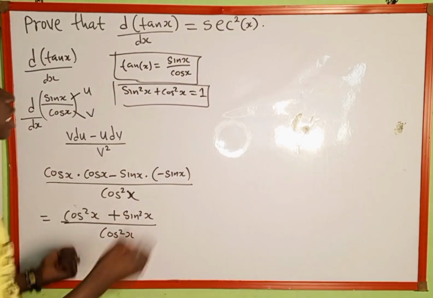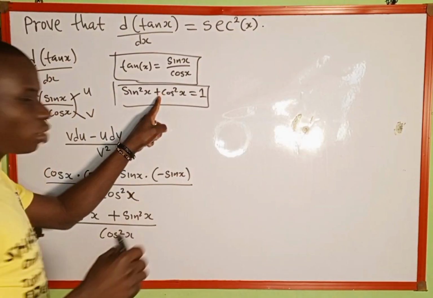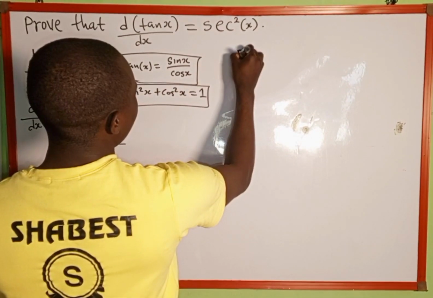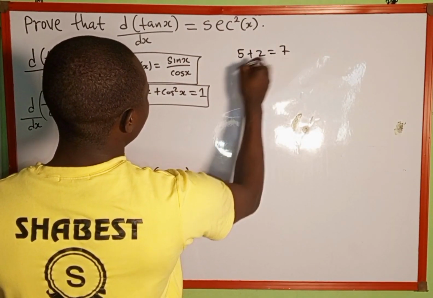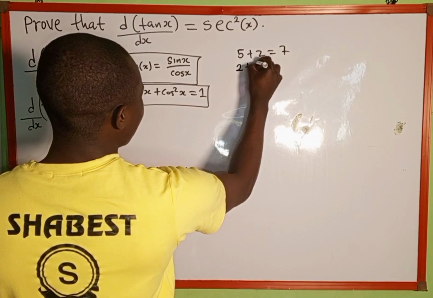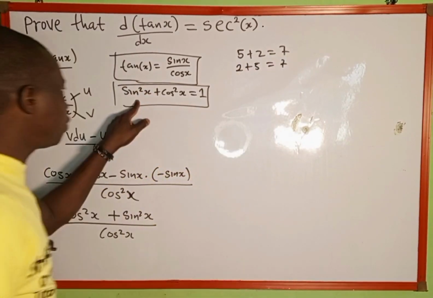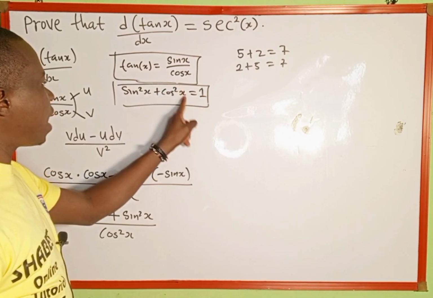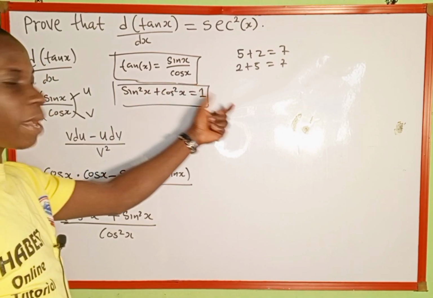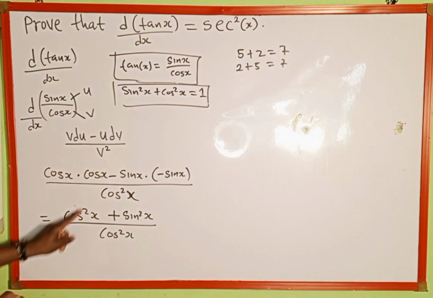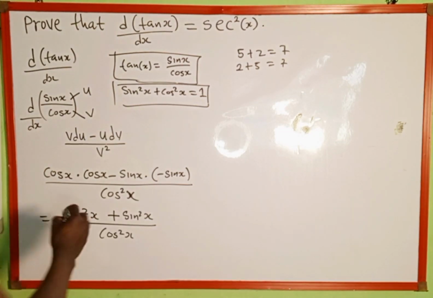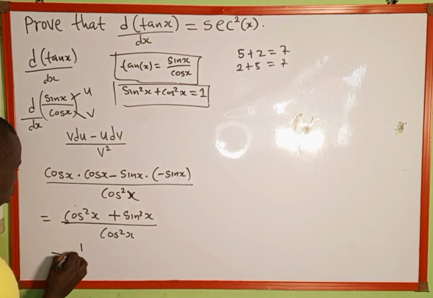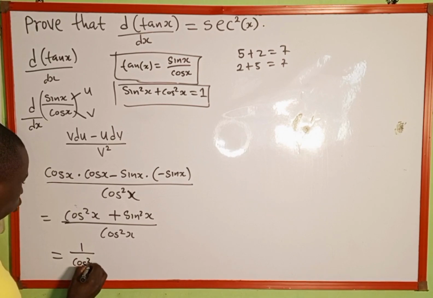So recall that addition is commutative. When we have 5 plus 2 is equal to 7, then similarly 2 plus 5 is the same as 7. So if sine square x plus cos square x is equal to 1, then cos square x plus sine square x is the same as 1. So therefore, cos square x plus sine square x here, we are going to replace with 1, all over cos square x.